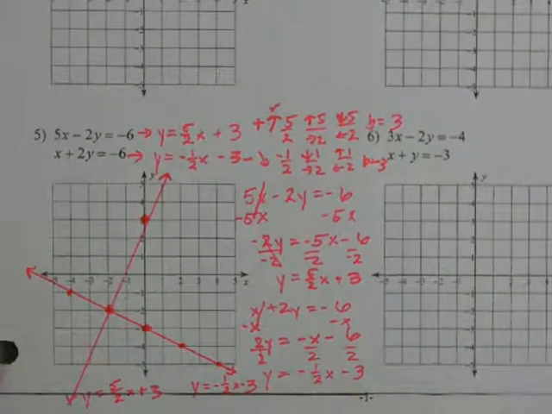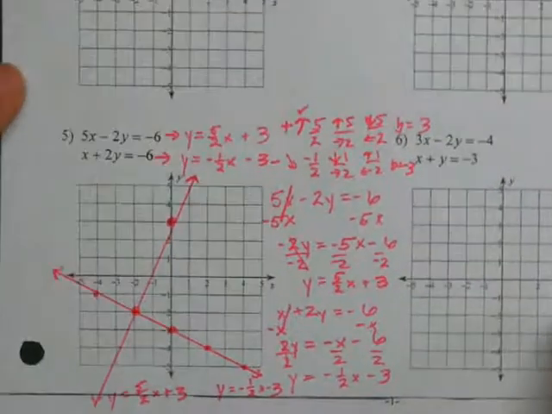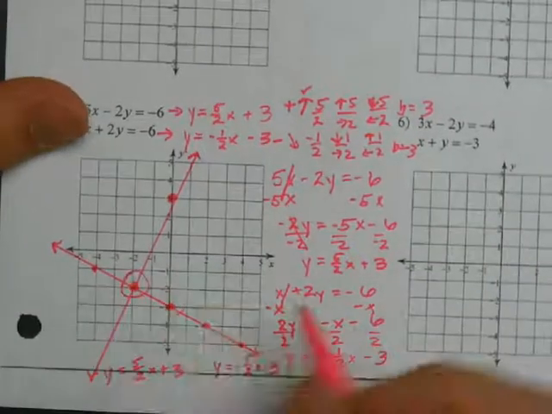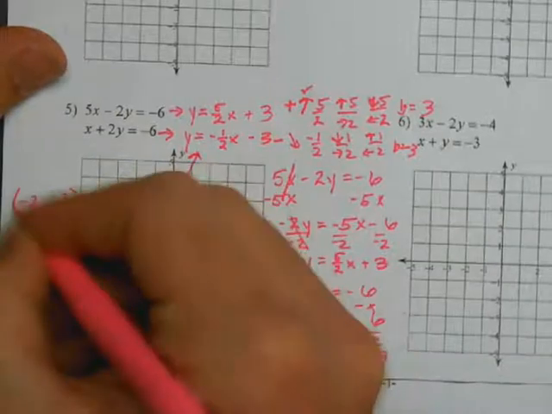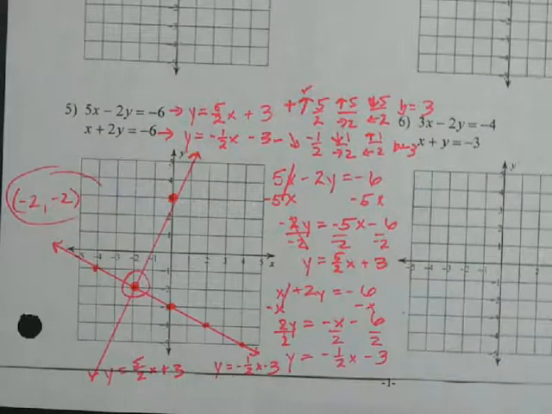Okay, so from there, we are going to find that the intersection, which is negative 2, negative 2. Negative 2, comma, negative 2. And that would be our final answer.